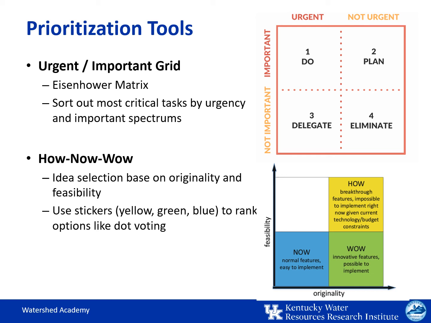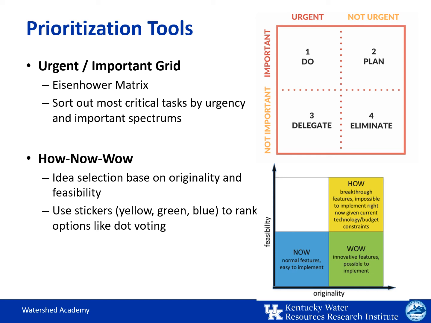On the how now wow matrix, it looks at feasibility versus originality. Because oftentimes in meetings, the most creative ideas get bypassed. There's a lot of originality in the brainstorming, but when it gets to what you actually do, people oftentimes stick with what they know. It's easy, it's familiar, but it's boring. So this matrix helps prioritize that wow factor.